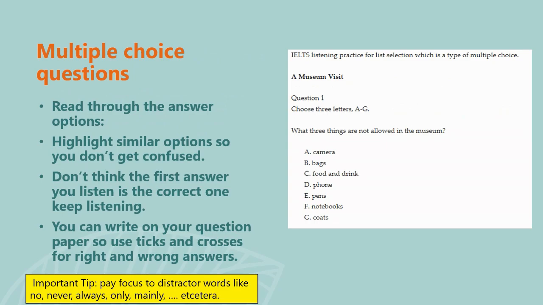Multiple choice questions: read through the answer options, highlight similar options so you don't get confused. Don't think the first answer you listen to is the correct one. Keep listening. You can write on your question paper, so use ticks and crosses for the right and wrong answers. Important tip: pay focus to distractor words like no, never, always, only, mainly, etc.